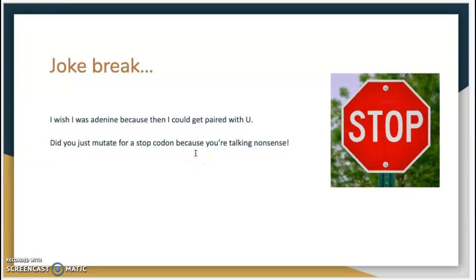But here's a little joke. I wish I was adenine because I could get paired with you. And did you just mutate for a stop codon? Because you're talking nonsense.